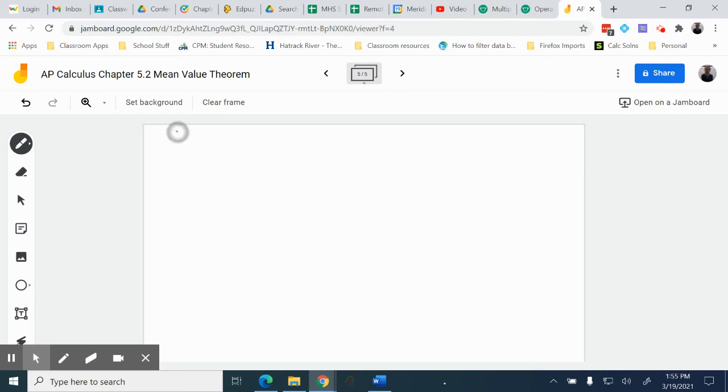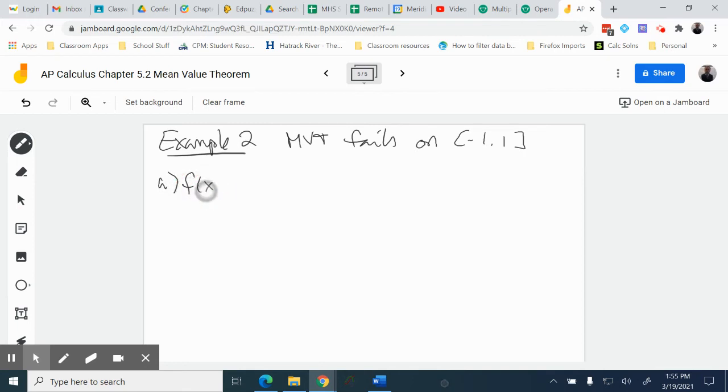I'm going to dive right into example 2. And in example 2, I'm going to explain why some functions fail to satisfy the mean value theorem on the interval -1 to 1. So let's look at 2 functions. The first is f of x equals square root of x squared plus 1.